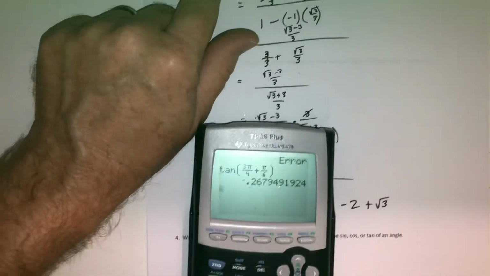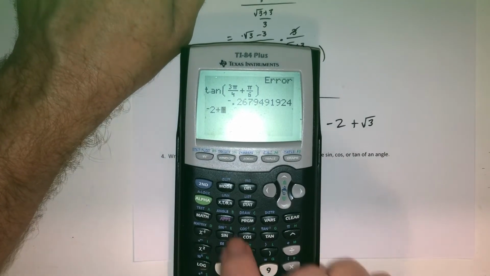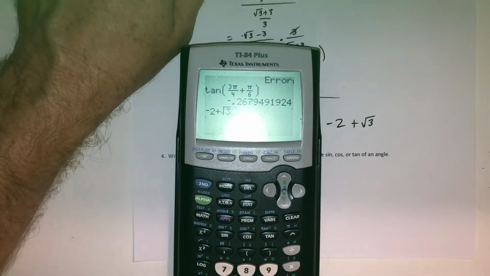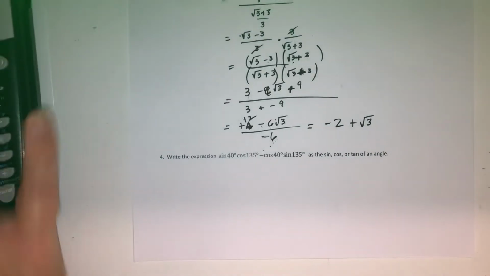That should be equal to negative 2 plus the square root of 3. Okay, and as you can see, they are exactly equal. All right, let's go on.